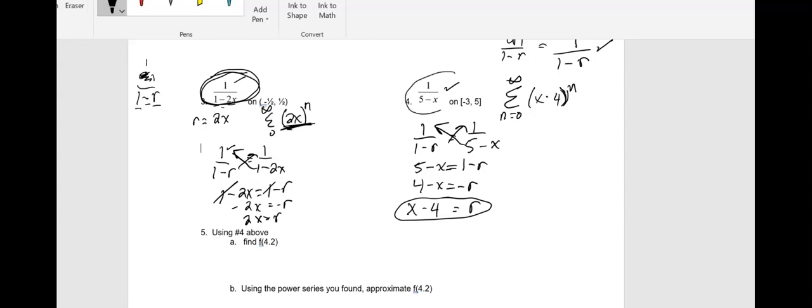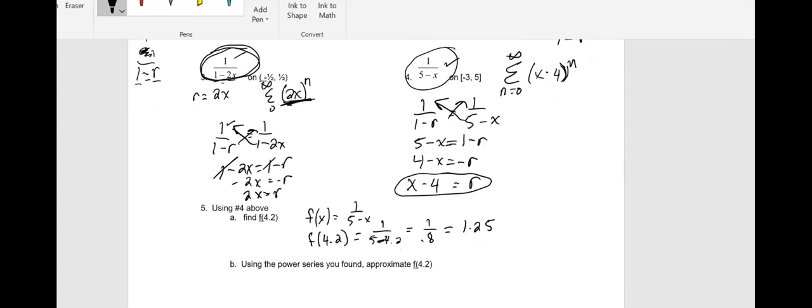Number 4 is clearly this guy. So you're going to take that as the function, 1 over 5 minus x. Plug in f of 4.2. That would give us 1 over 5 minus 4.2. Should be a minus sign there. And then 1 divided by 0.8 should equal 1.25.